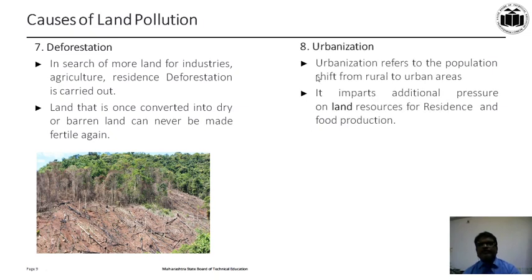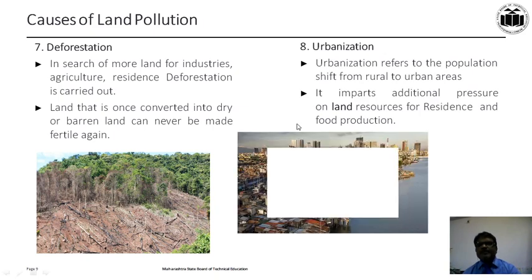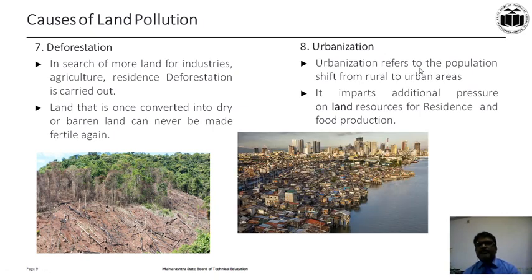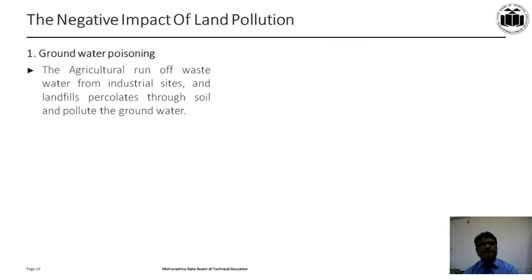The eighth cause of land pollution is urbanization. Urbanization refers to the population shift from rural to urban areas. It imparts additional pressure on land resources for residents and food production. By this image, you can understand the causes of land pollution.